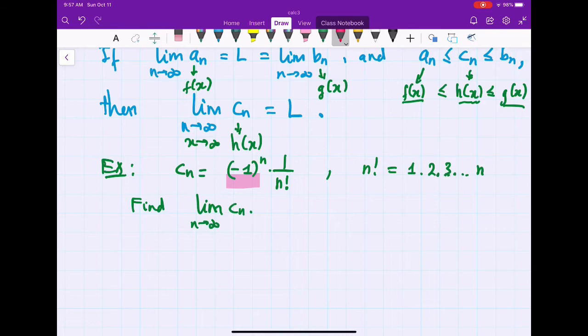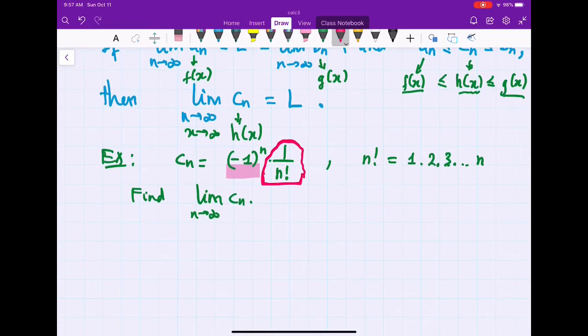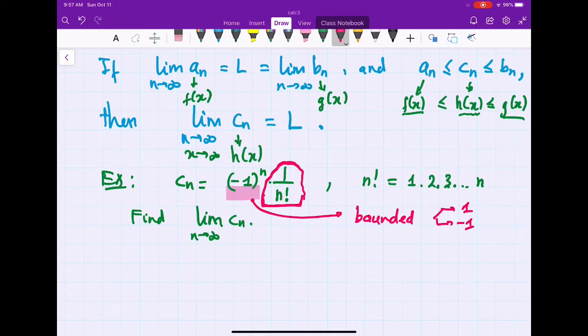But from the definition of this sequence, we know exactly 1 over n factorial. The limit of this is 0, because when n increases to infinity, 1 divided by n factorial decreases to 0. And when you multiply by -1 to the n, -1 to the n is bounded. It just takes the values 1 and -1. So that reminds you of the squeeze theorem. You have something bounded, and then you multiply it with something that converges to 0. So you take just the two endpoints here, and then everything converges to the same point, which is 0.